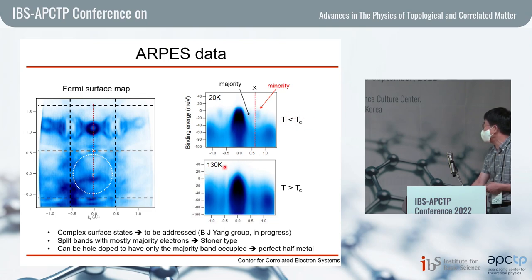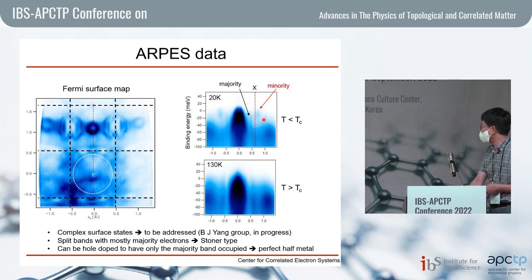But if we heat up and take the same data at high temperature above TC, these two bands merge and we see only a single band. So from this, we find a few things. First, we have very complex surface states or bands. I will tell you later, and that has to be addressed by Bohm-Jung Yang's group. And my understanding is the paper is almost ready.